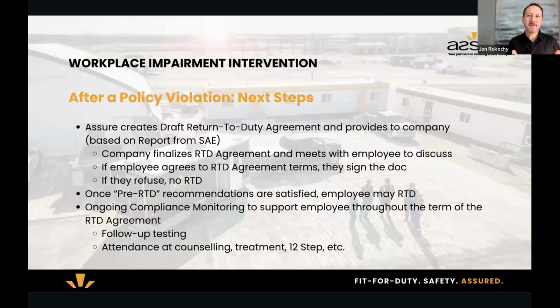Quite often it involves follow-up testing, which is a really helpful way to help somebody maintain sobriety and maintain recovery, to know that over the next 12 months, I may be drawn six times for a follow-up drug test. I don't know when that's going to happen, but part of my agreement is I've agreed to be subject to six unannounced drug and alcohol tests over the next 12 months. So we create that draft return to duty agreement.